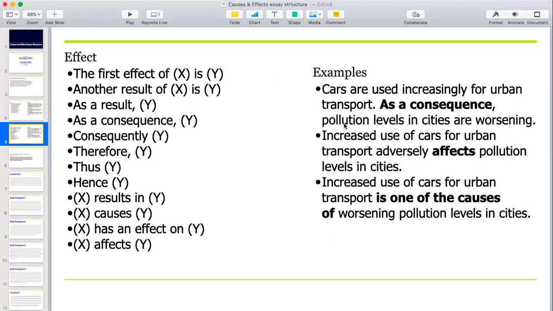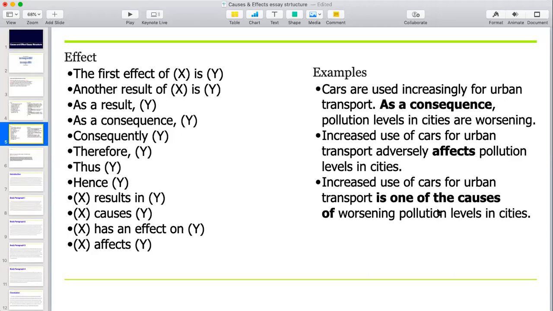Yes, thank you so much, Walid. That's correct. So here, the effect is the pollution levels are becoming worse. What is the problem? Cars are being used for urban transport. I can also say it in another way. Increased use of cars for urban transport affects pollution. Increased use of cars is one of the causes of worsening pollution levels in the cities.